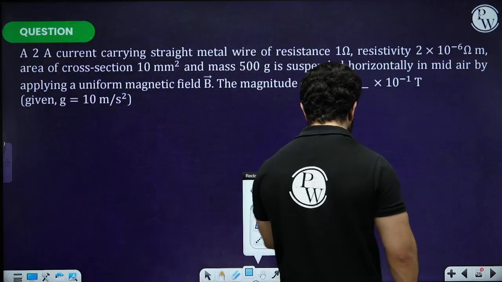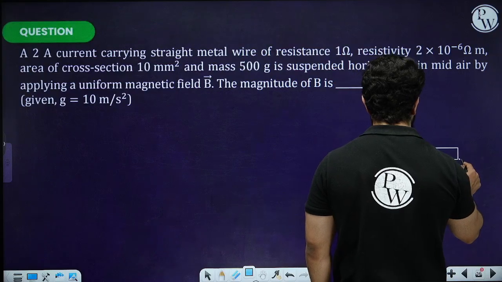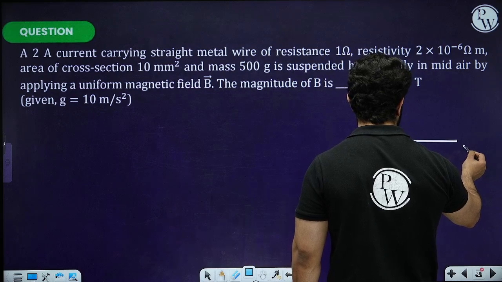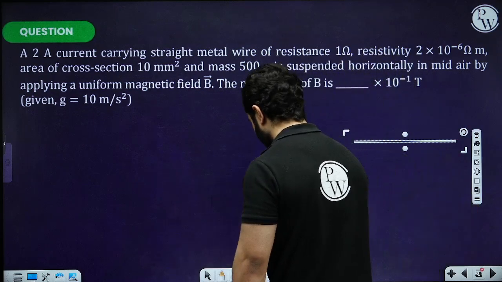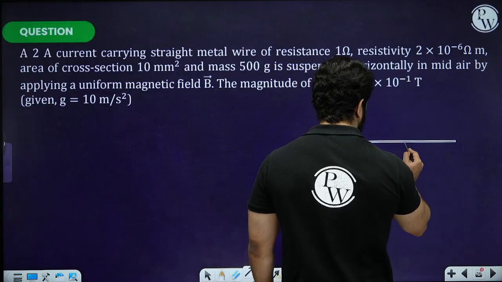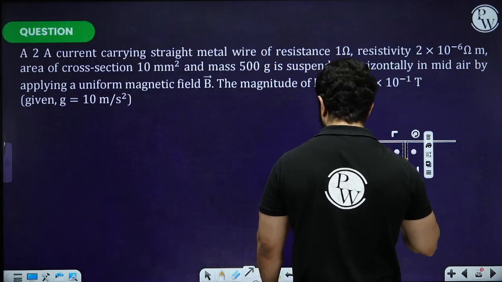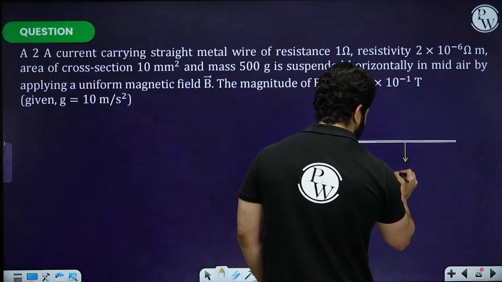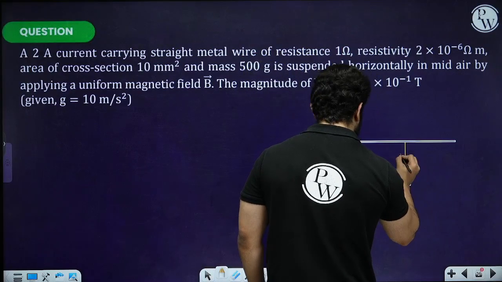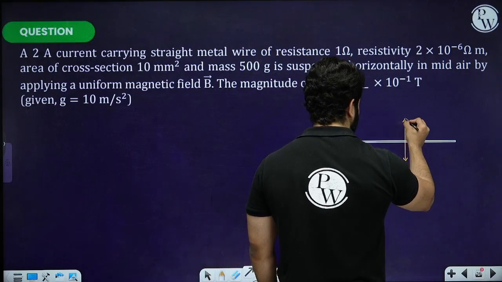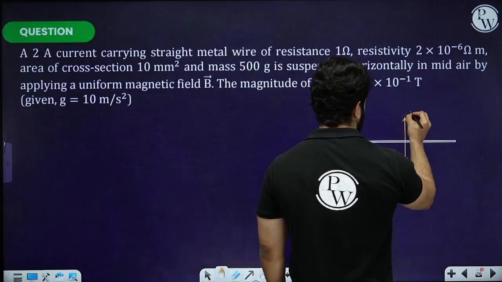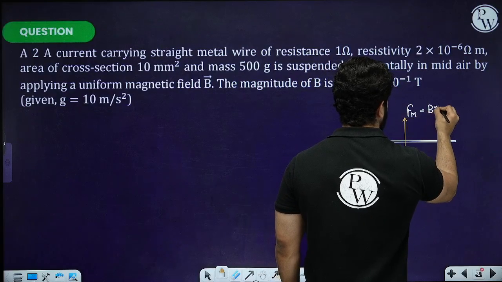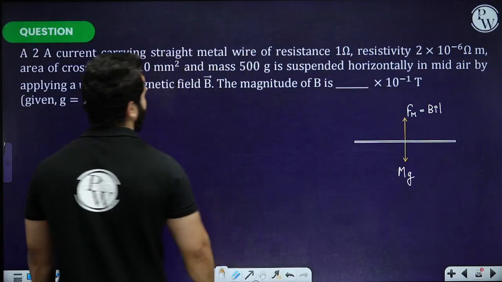See, when you are going to see these kinds of problems, don't you worry. Let's suppose this is a current carrying wire. I have drawn it as a rod. One thing is for sure, mg will act downward. So to balance this in mid-air, a magnetic force must act on it, and magnetic force means that it is going to be BIL. Is that clear? BIL.